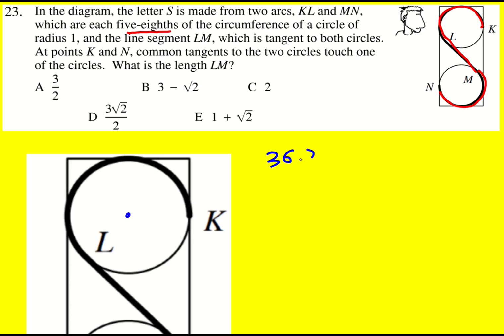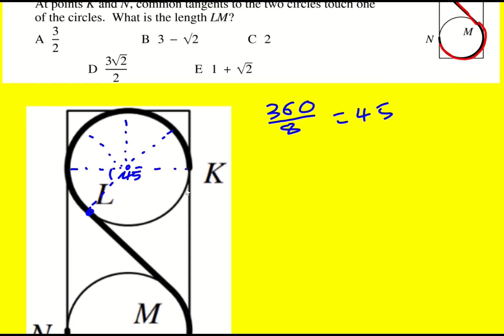So 360 divided by 8 is actually 45. So I can imagine splitting this up into 5 equal parts, all of angle 45 degrees. The most important one is what is going to be where it hits L. So this angle is 45 degrees. There's going to be a similar thing going on at the bottom as well.